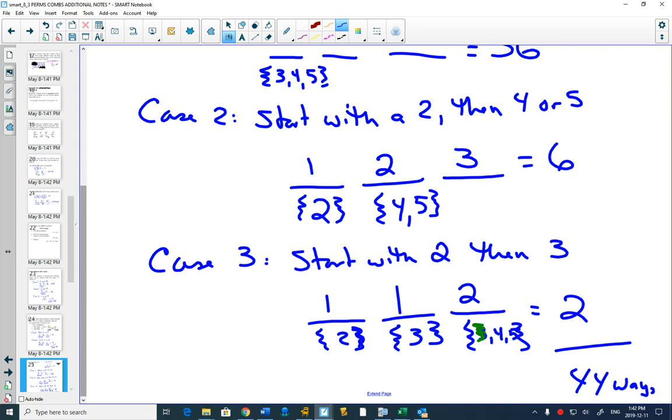How many ways can this be done? 44 ways once we add them all up.